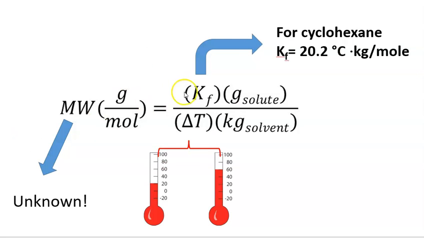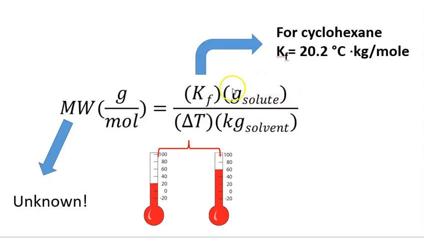So again, the setup here is the Kf value for cyclohexane is 20.2 degrees Celsius times kilogram of the solvent divided by the number of moles that were put in there. And we plug these values in from what you determined in your notebook. The change in temperature, remember we did two different recordings, and that's going to be the difference between where that inflection point for the freezing temperature is, and that should give you the molecular weight of the unknown that you tested during that experiment.